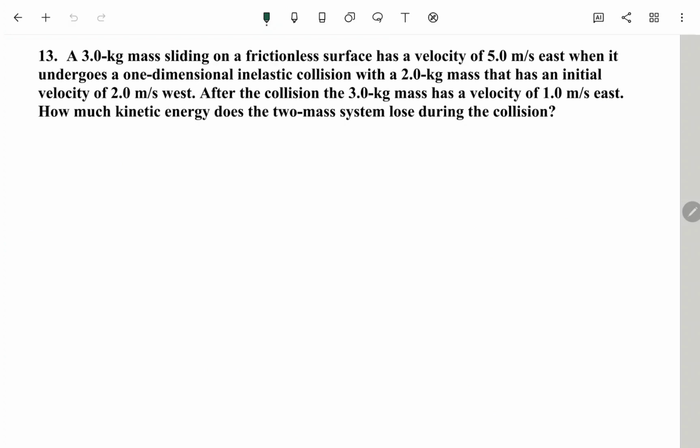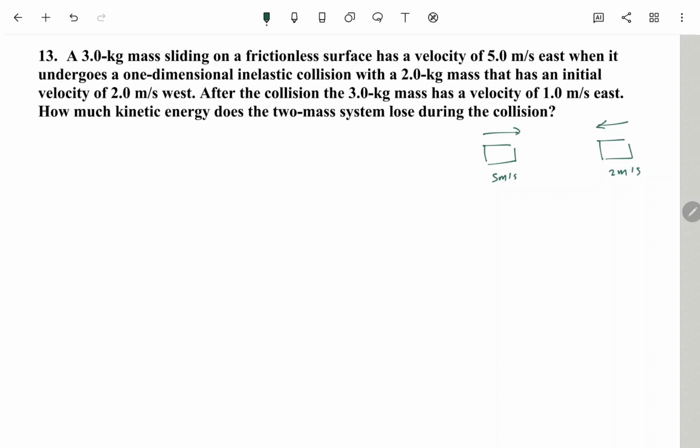Here's the situation. One object is moving east with velocity equal to 5 meters per second, and another object is moving west this way with velocity 2 meters per second. The mass for this one is equal to 3, and the mass for this one is equal to 2.